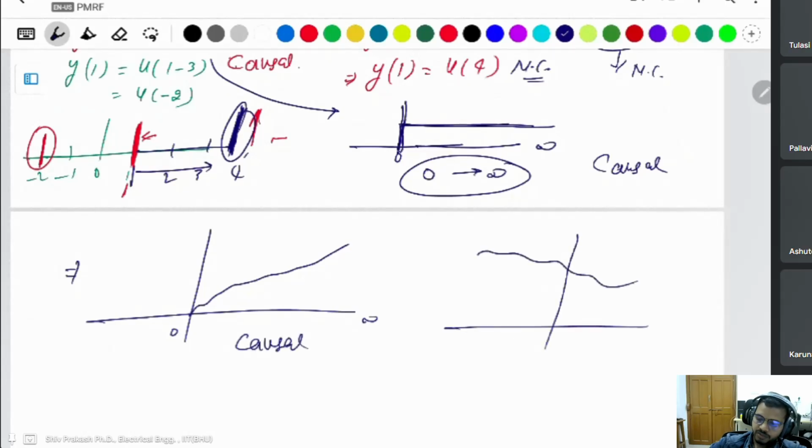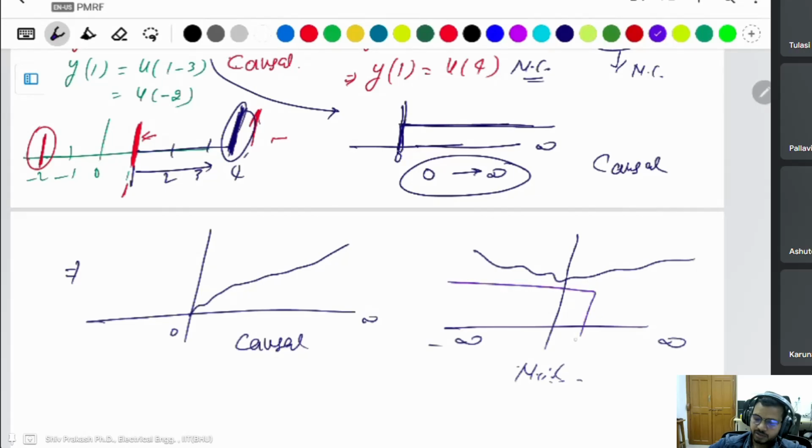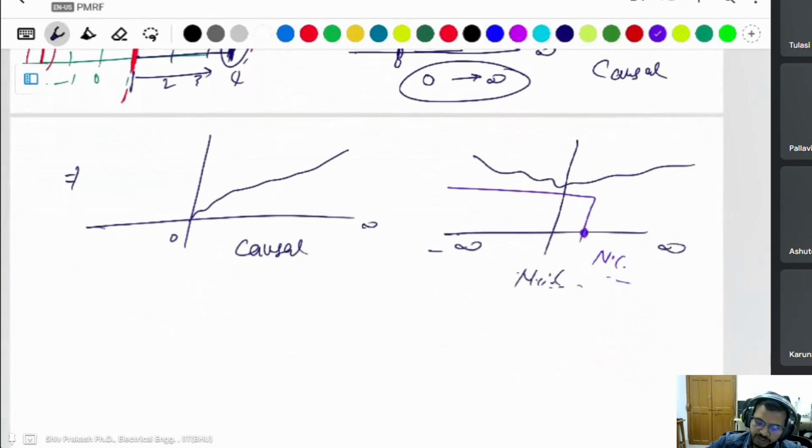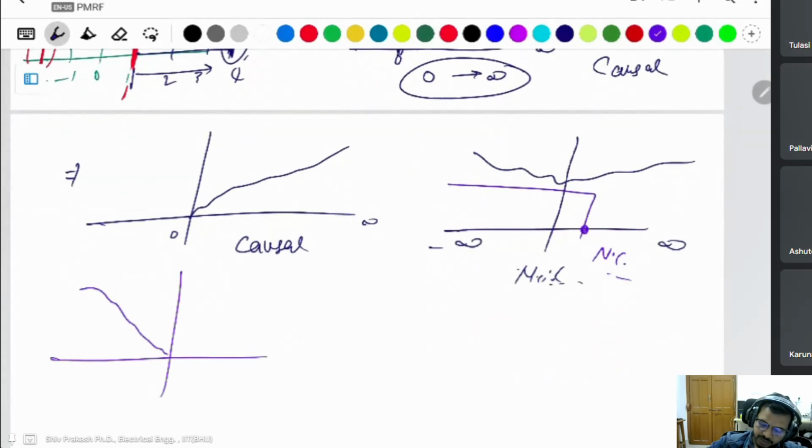But if some system is applied from both minus infinity to infinity, this system will be a non-causal system. At any instant of time, suppose some signal is present before 0 here, then this system is also non-causal. If a system is the same thing but only on the negative side, ending at 0, you can say this is the anti-causal system, the opposite of causal.